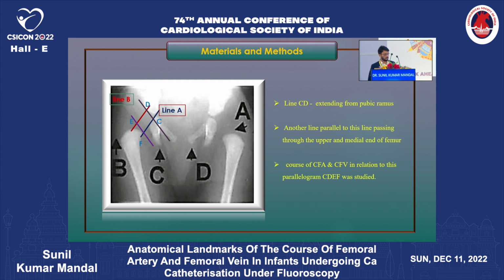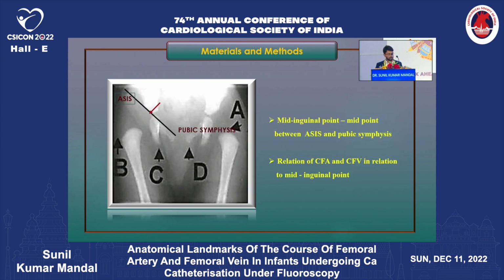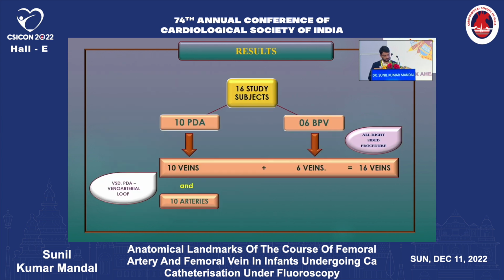Another available landmark was the pubic ramus. So we drew a line from the pubic ramus, and another line parallel to this was drawn from the upper and medial end of the femur. This created a parallelogram CDEF. Coming to more specifics, we divided line A and line B into three parts, upper, mid and lower third, and tried to define the course of the common femoral artery and common femoral vein in relation to these lines. Another landmark we tried to define is the mid-inguinal point, for both the common femoral artery and common femoral vein.